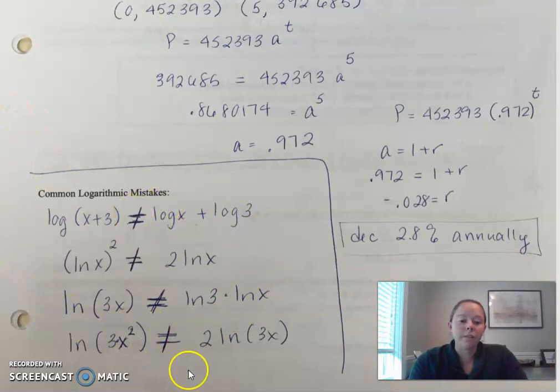So those are some very common mistakes that we see a lot, but that's what's coming in the next section. If you see this and start to panic a little bit, you'll definitely want to make sure you practice and freshen up on those log problems.